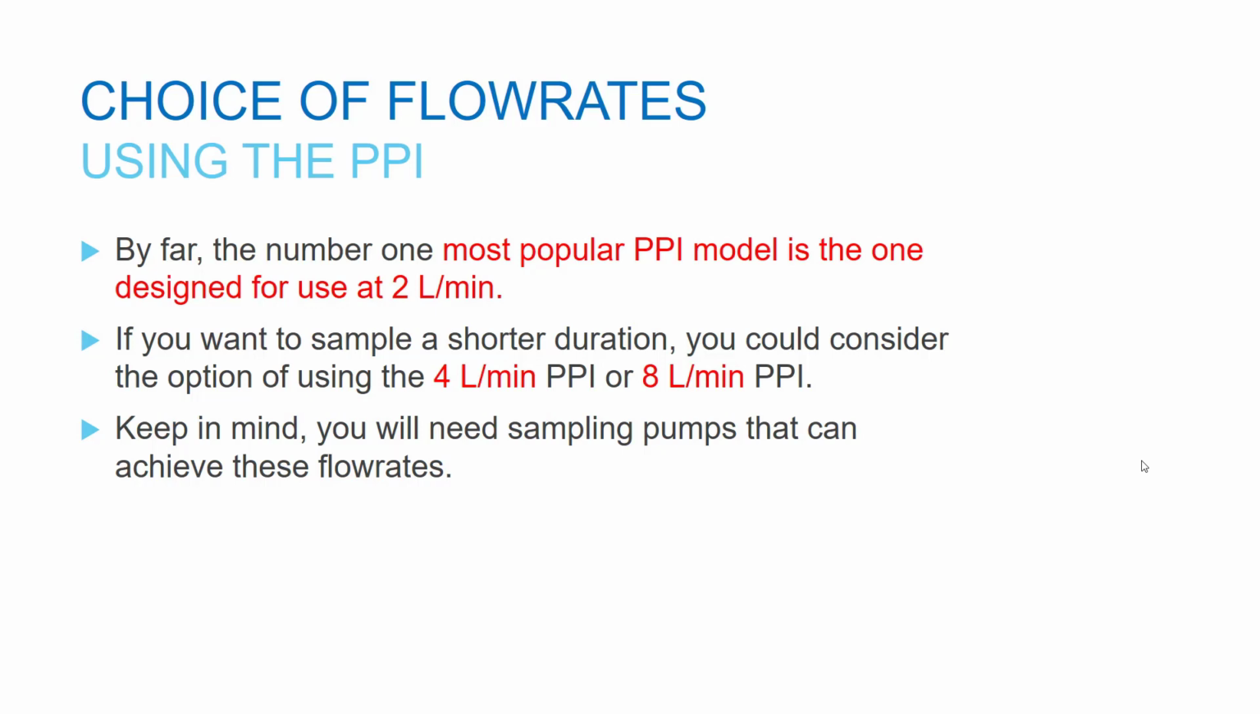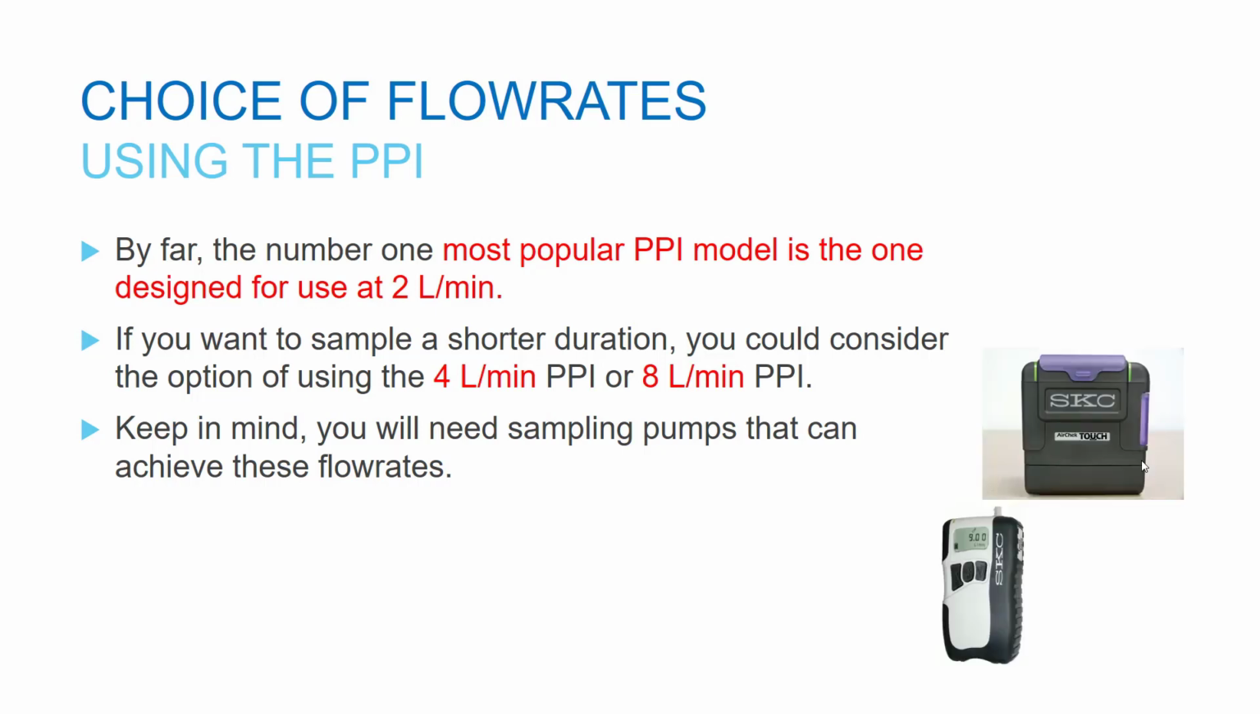By far, the number one most popular PPI model is the one designed for use at 2 liters per minute. If you want to sample a shorter duration, you can consider the option of using the 4 liter per minute PPI or the 8 liter per minute PPI. Keep in mind, you will need sampling pumps that can achieve these flow rates. Shown here is the AirCheck Touch pump on the top, which has flows to 5 liters per minute, and the Leland Legacy pump near the bottom with flows to 8 liters per minute.